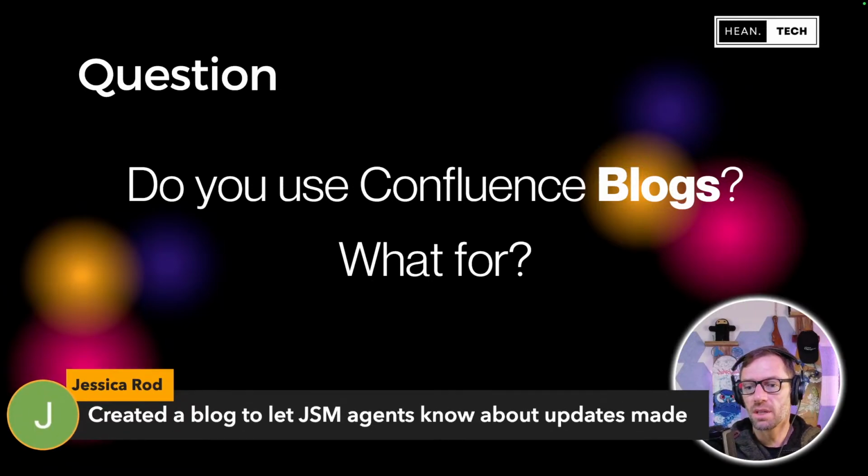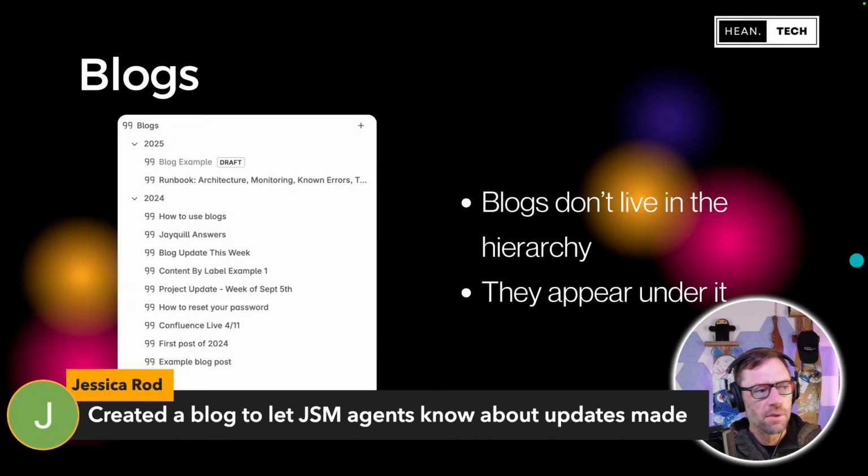Jessica uses a blog to let JSM, Jira Service Management agents know about updates. This is my use case, Jessica, not for JSM, but for projects. I personally use them quite a bit for project updates. And I've mentioned that blogs don't show up in the hierarchy, they show up underneath it. And there's no wrong way to use a blog, really. It's more just understanding the differences between blogs and pages. And one of the big ones is the blogs don't show up in the hierarchy. They're in a different spot. And that's okay, but if people aren't expecting this, they'll never find it, and they'll kind of forget they exist.